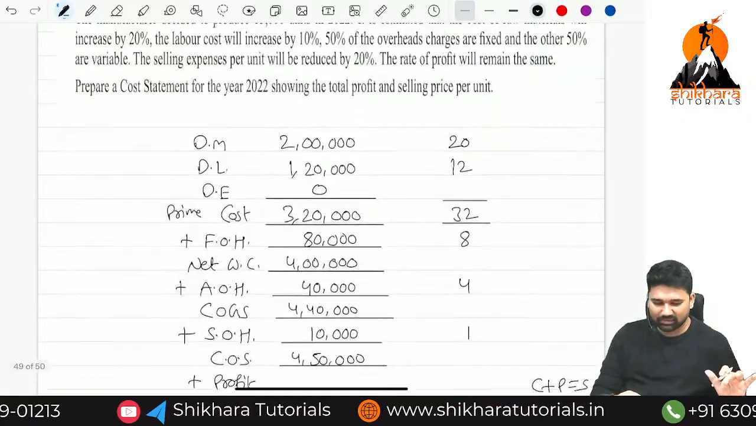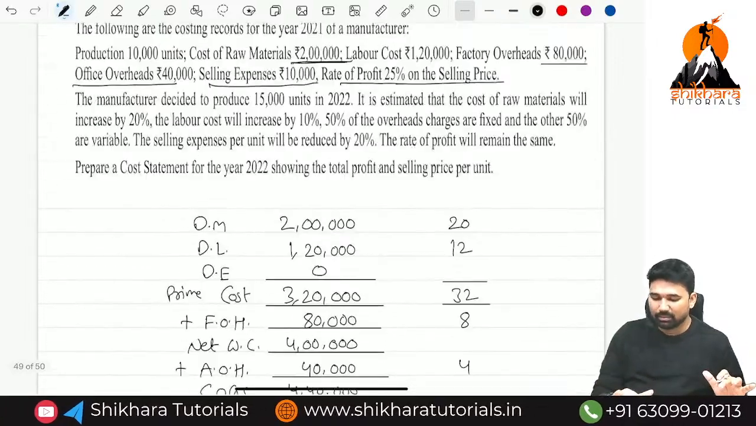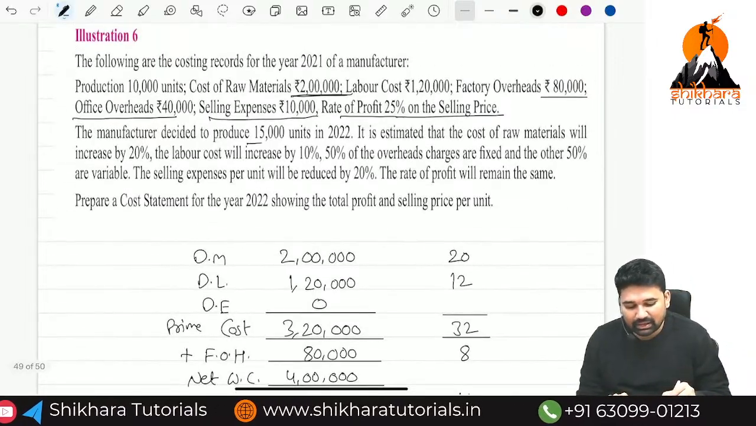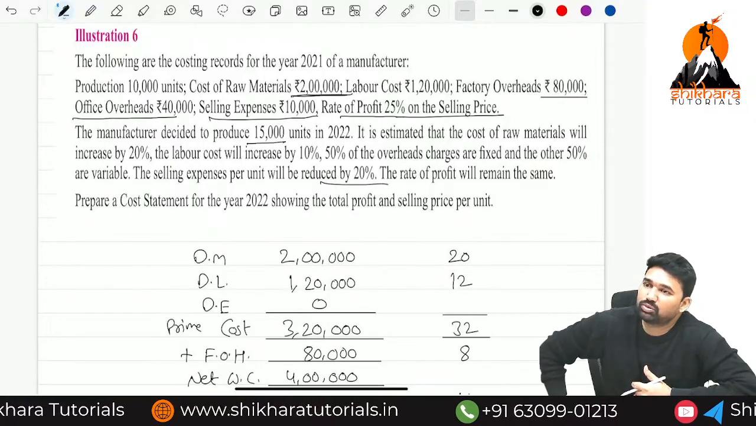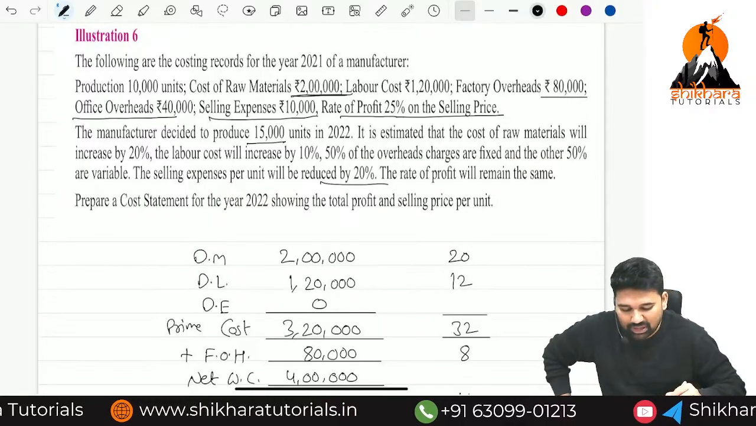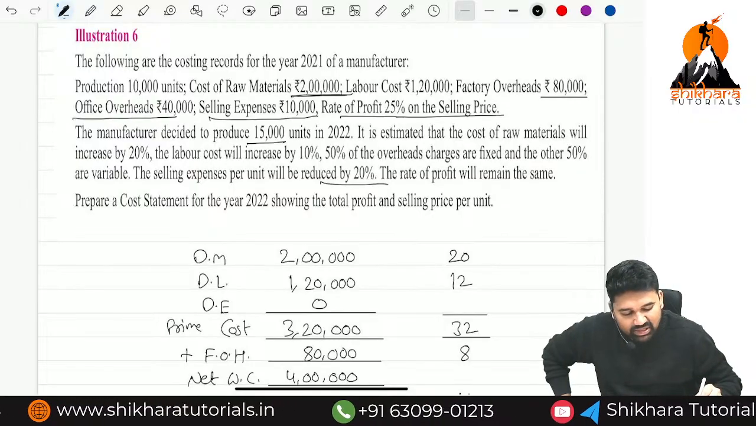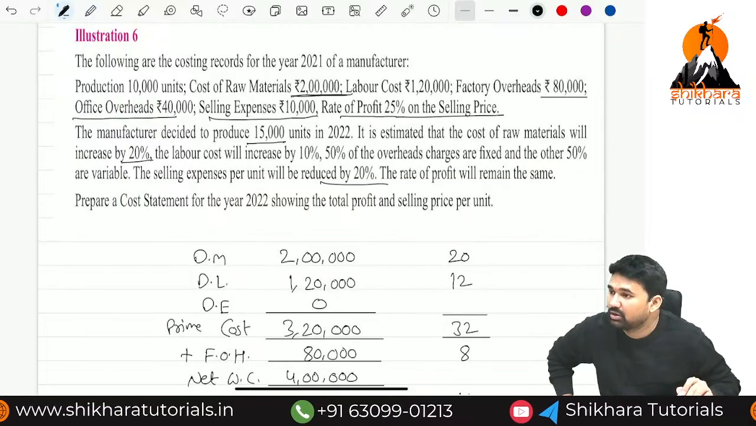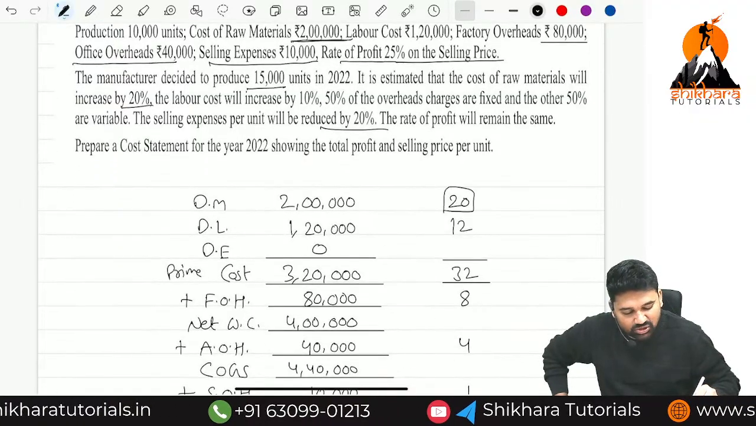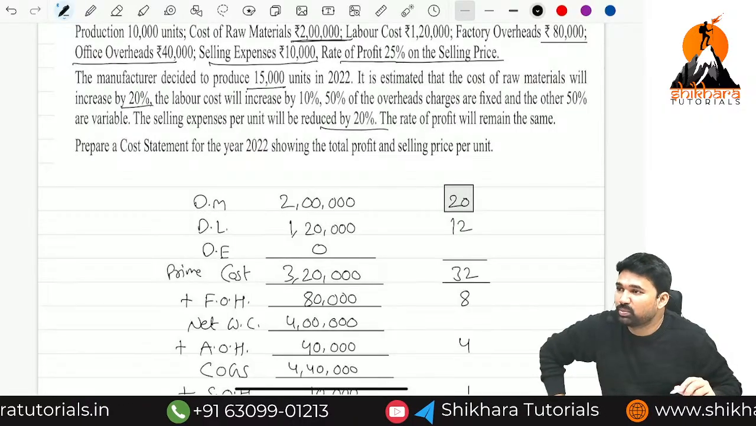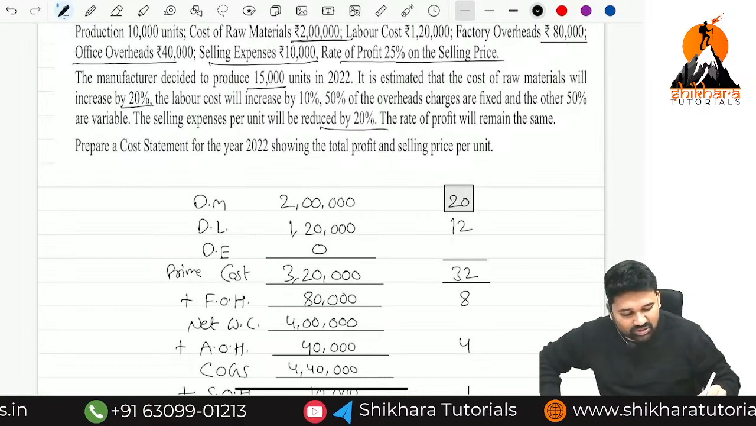Okay. So listen carefully. So this is all current data, but he is asking you to prepare the cost sheet with respect to 2022, that is for the coming year. So depending upon the provided data, you have to make adjustments. What are the adjustments? It is estimated that the cost of raw materials will increase by 20%. That means you have to add 20% to this 20 rupees. 20 rupees into 20% means 4 rupees. So 20 plus 4, how much?